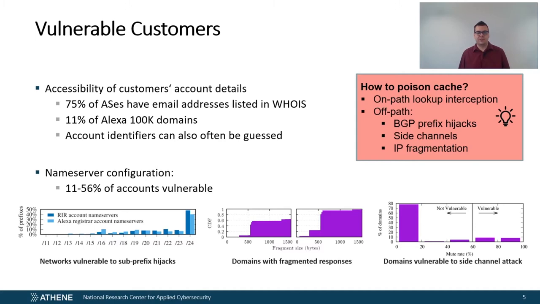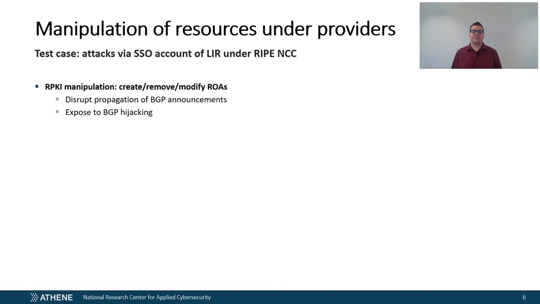So next, we will look at what kind of manipulation of resources is possible under those providers. For our test case, we will look at the attacks which are managed via the SSO accounts of LIRs on the RIPE NCC. And for such an account at RIPE NCC, we list different types of actions which the attacker can do once he has access over the account. First, the attacker could manipulate the RPKI status of the resources, so the network blocks of the victim. Essentially, what he can do is he can create, remove, or modify existing route origin announcements, which means that he can either disrupt propagation of BGP announcements, or he can expose an already RPKI-protected network to BGP hijacking.